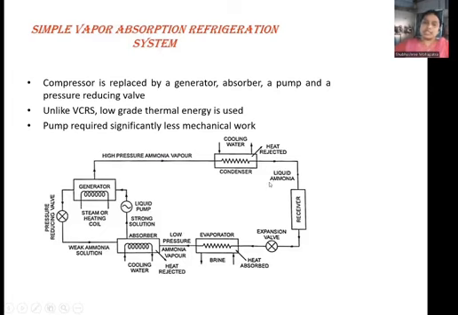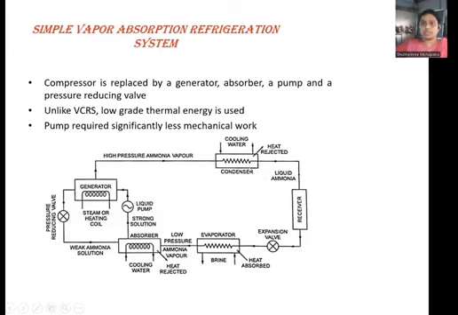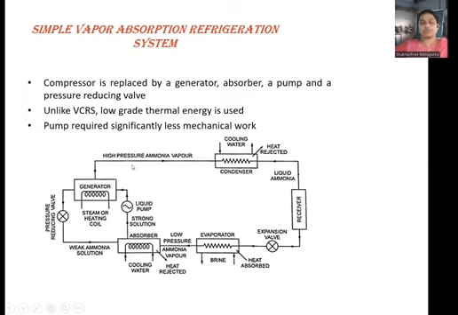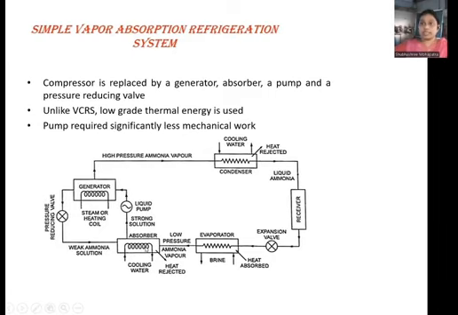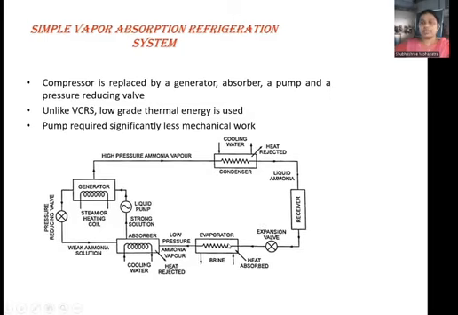As we know, in case of VCRS, we have one condenser, one expansion valve, one evaporator, and one compressor. In place of the compressor, we are using a generator, pressure reducing valve, liquid pump, and absorber in the VARS system. Here the refrigerant used is ammonia and in the absorber, the absorbent used is water, as water has high affinity towards ammonia. At the evaporator, the refrigerant will absorb the latent heat and get evaporated.